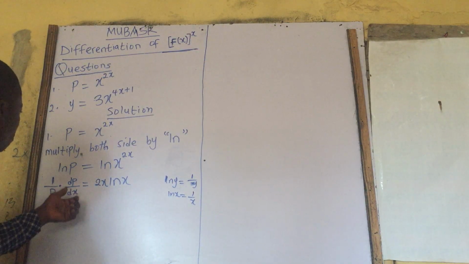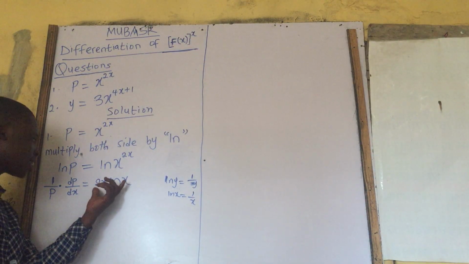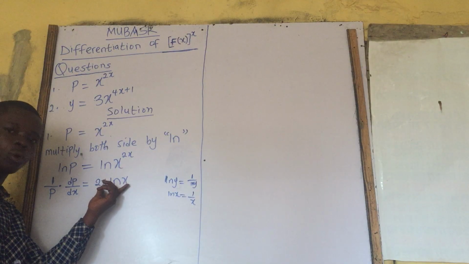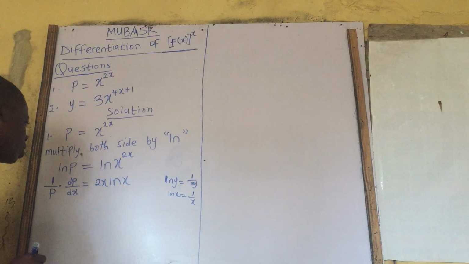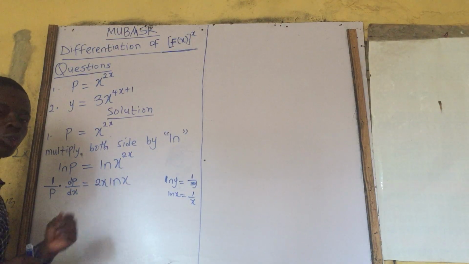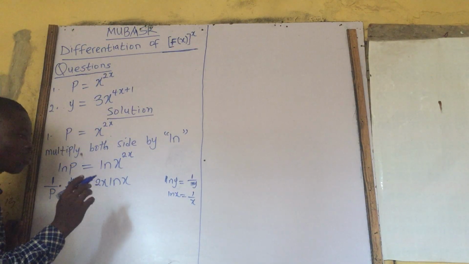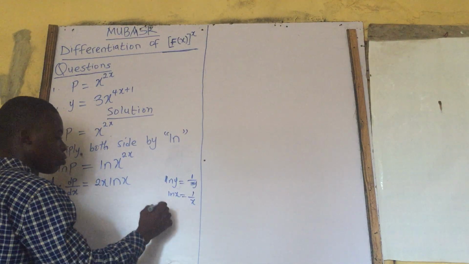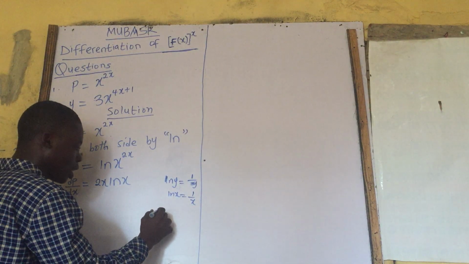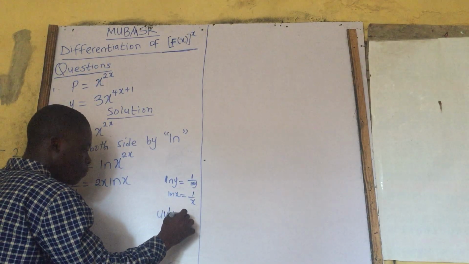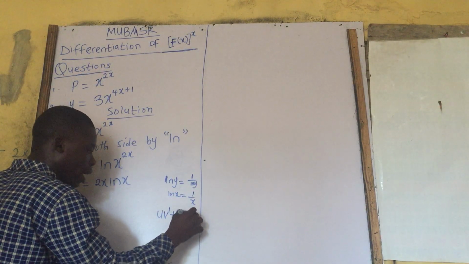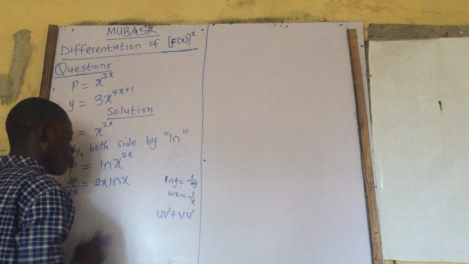So to obtain dp over dx, this kind of problem leads us to the product rule. Now, we have to apply the product rule to it. From the formula for the product rule, we say that u multiplied by v prime plus v multiplied by u prime. This is the formula for the product rule.